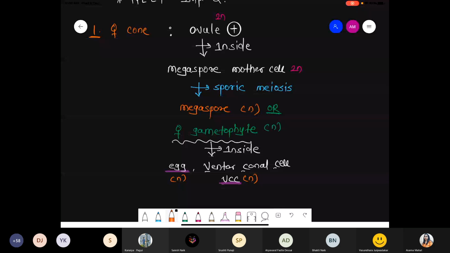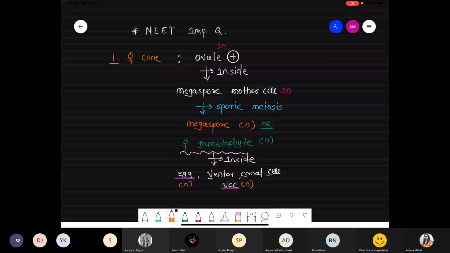Just read carefully. We are talking about the female cone, right? Female cone, that is megasporophyll. Inside the megasporophyll there will be ovule. Ovule, right? Because we discussed that in case of the gymnosperm ovary is absent, right? But ovule will be present. This ovule is diploid in nature. Inside the ovule, megaspore mother cell is present. Until now we used spore mother cell, but now we are talking about mega, because in case of the gymnosperm the male cone is different and the female cone is different. So that's why we have to specifically use microspore mother cell for the male, megaspore mother cell for the female.